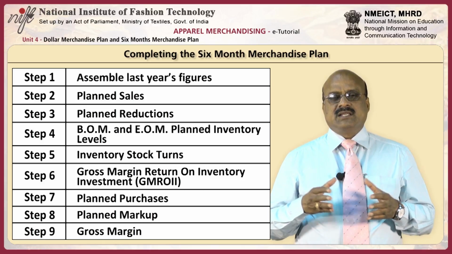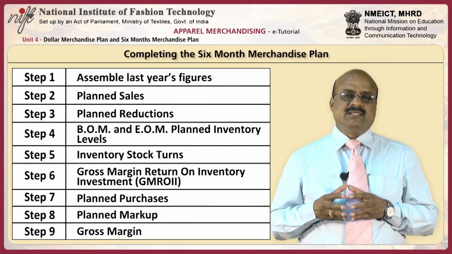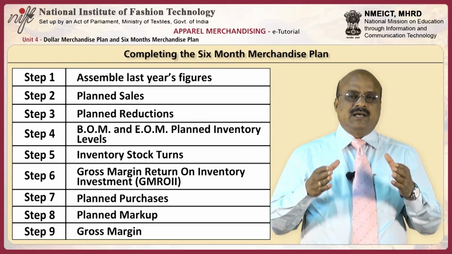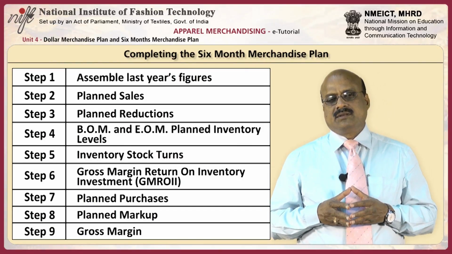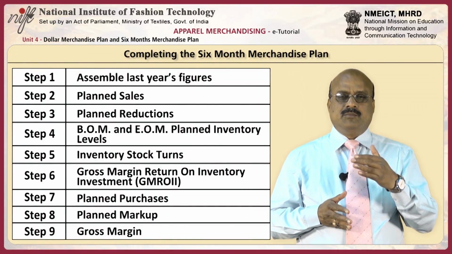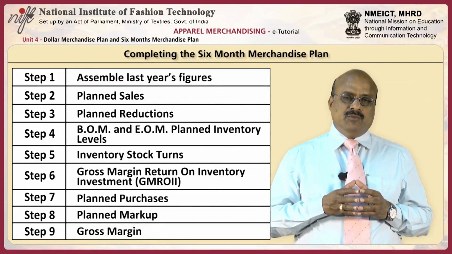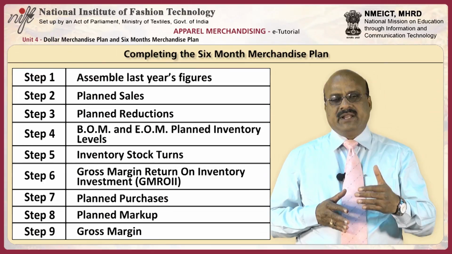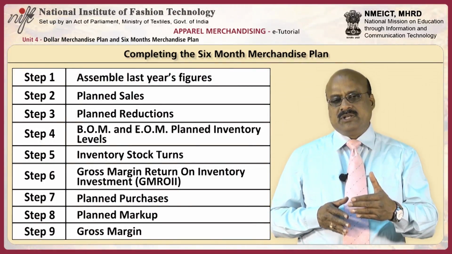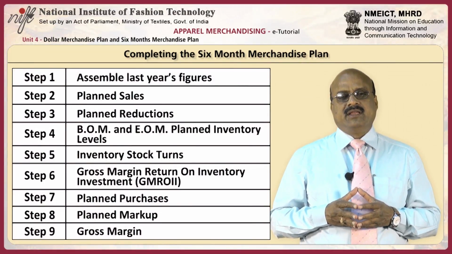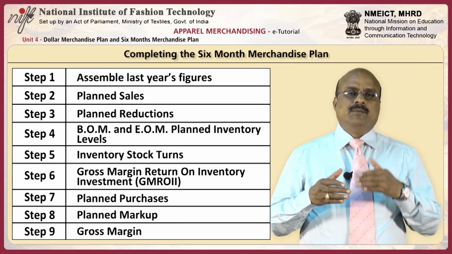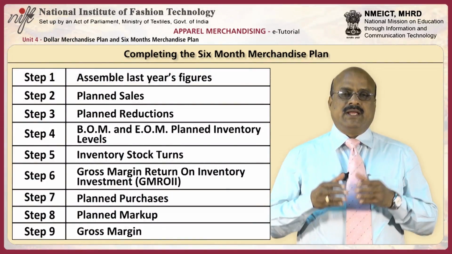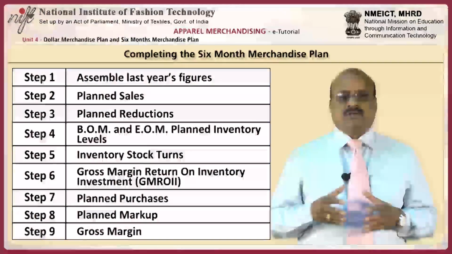There are 9 steps to complete the 6-month merchandise plan. They are: assemble last year figures, planned sales, planned reductions, BOM and EOM planned inventory levels, inventory stock turns, gross margin return on inventory investment, planned purchases, planned markup, gross margin.